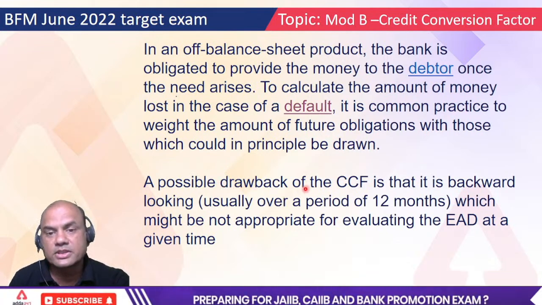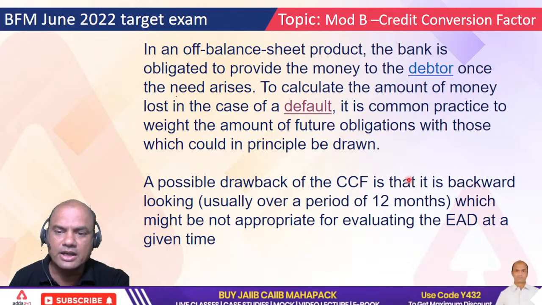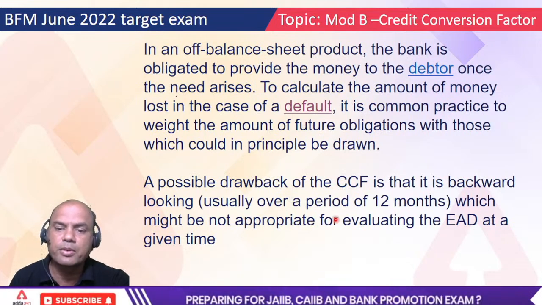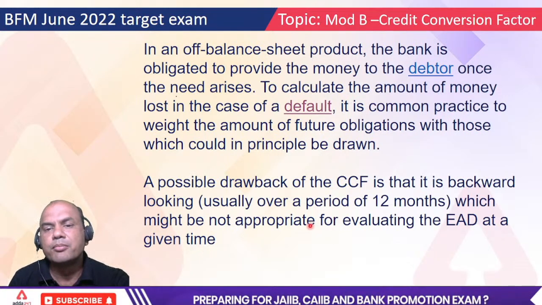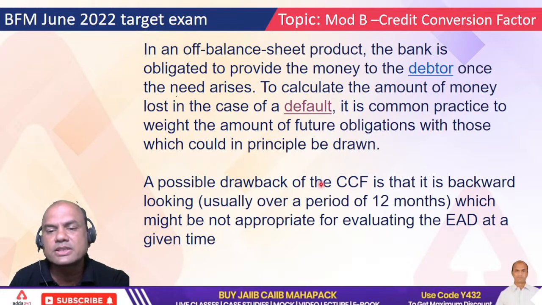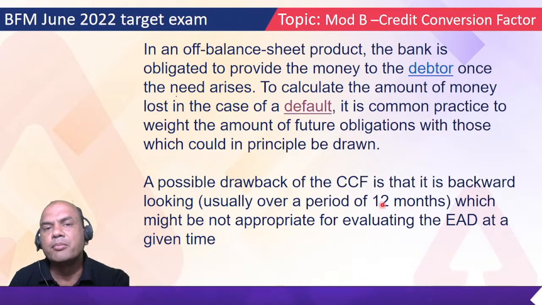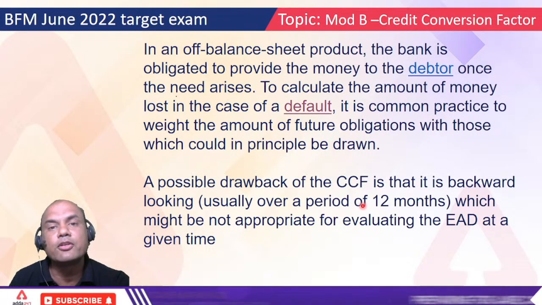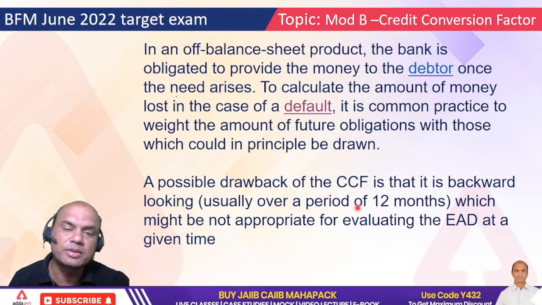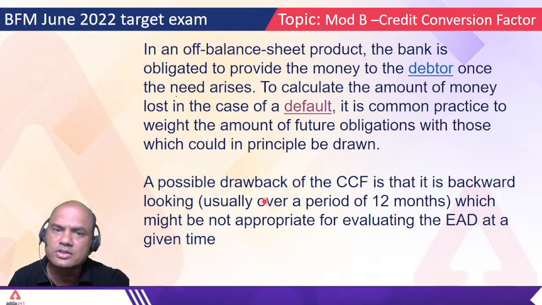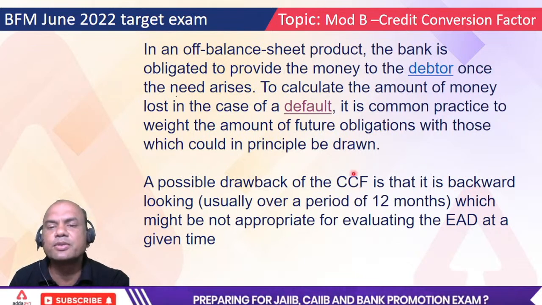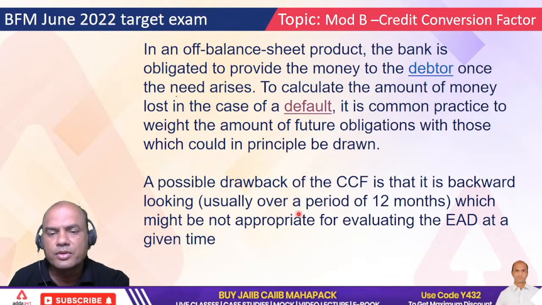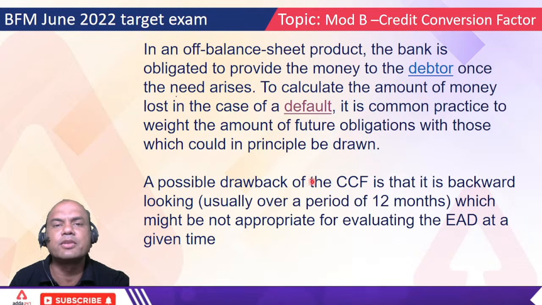Now what are the drawbacks of CCF? The possible drawback of CCF is that it is backward looking over a period of 12 months, which might not be appropriate for evaluating EAD at a given time. This CCF always checks the previous 12 months, but the present situation can be different from what happened in the last 12 months. So this is a possible drawback. But even with this drawback, CCF is used majorly in banks, because it rarely happens that the present situation is different from what has happened earlier.